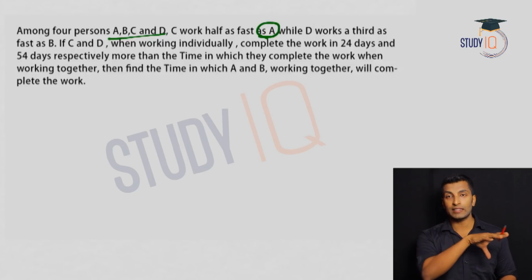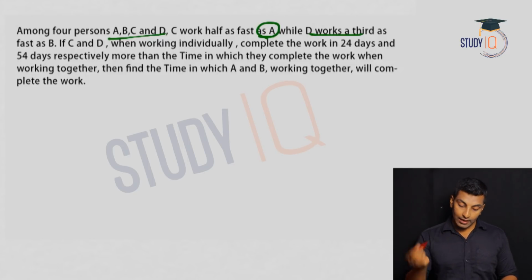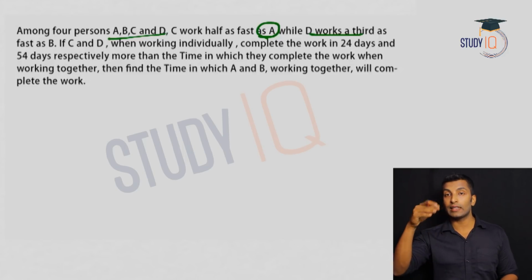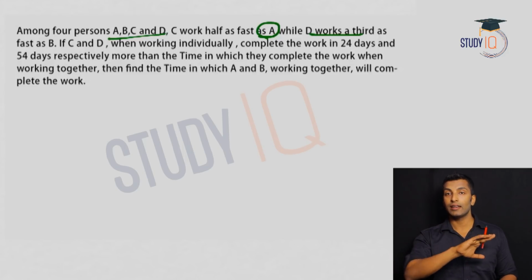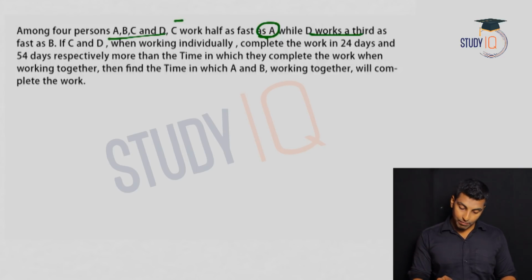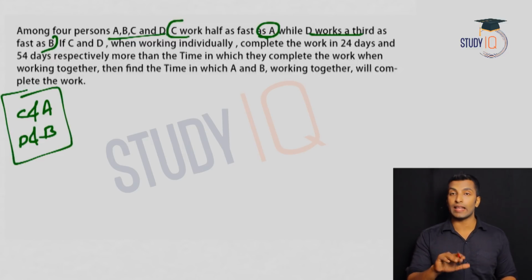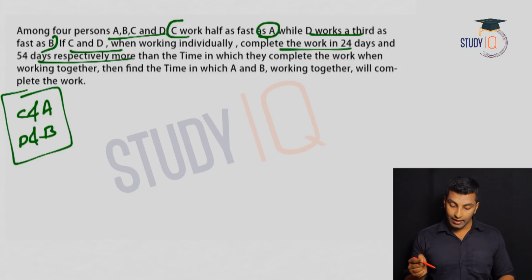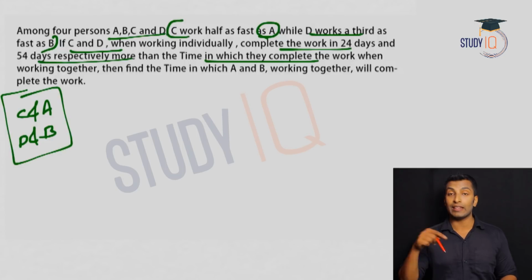We have discussed this concept in set 2. Okay, D works a third as fast as B. So B is more efficient than D. If D takes 3 days, B takes 1 day. That's what 3 times efficient, or 1/3 as fast. Okay, so that is one relation given. So the relation between C and A and the relation between D and B is given. That we may need to apply towards the end. Let's see the question. If C and D when working individually complete the work 24 days and 54 days respectively more than the time in which they complete the work when they are working together.